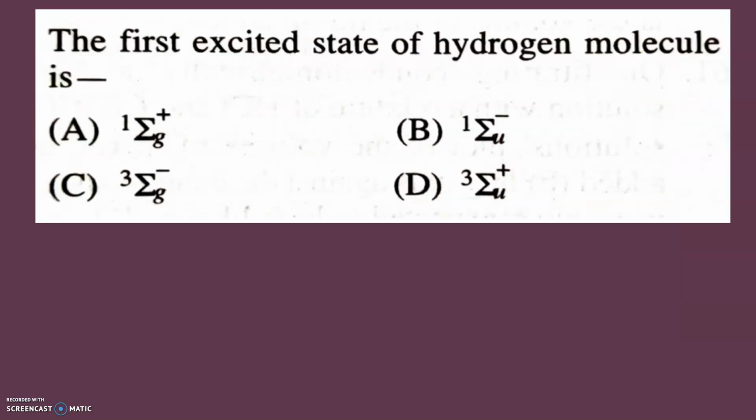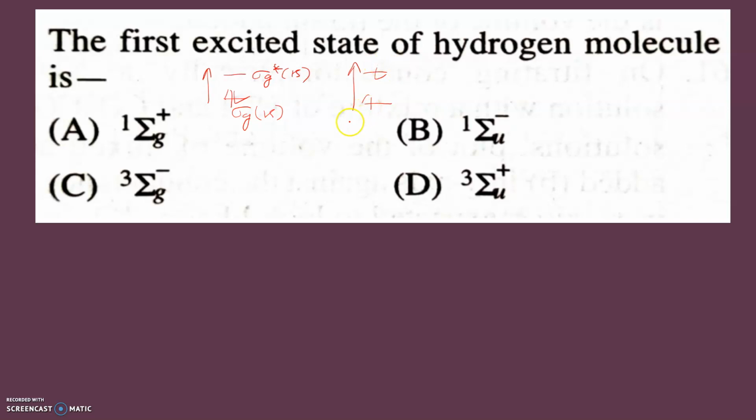Then the next question is, the first excited state of hydrogen molecule is. For hydrogen molecule, the molecular orbital diagram is this. So the ground molecular orbital sigma g 1s, and the first excited molecular orbital sigma g star 1s. In the ground state, both electrons are present in the lowest molecular orbital. In the first excited state, let us put one electron in the sigma g star. I call this the first excited state.